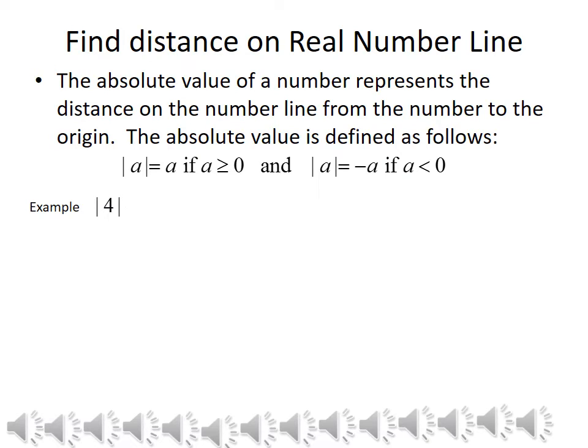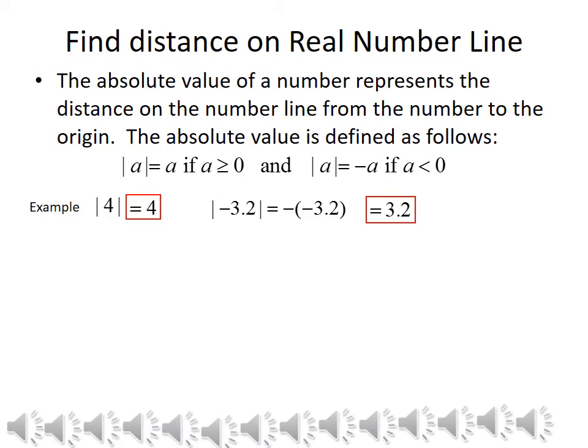So, for example, we want to find the absolute value of 4. 4 is a positive number, so using the definition above, the absolute value of 4 would just be itself. So the absolute value of 4 is 4. For another example, if we want to find the absolute value of -3.2, -3.2 is a negative number, so using the definition above, the absolute value of -3.2 will be the opposite of -3.2, which is a positive 3.2. So the absolute value of a number is always going to be positive.